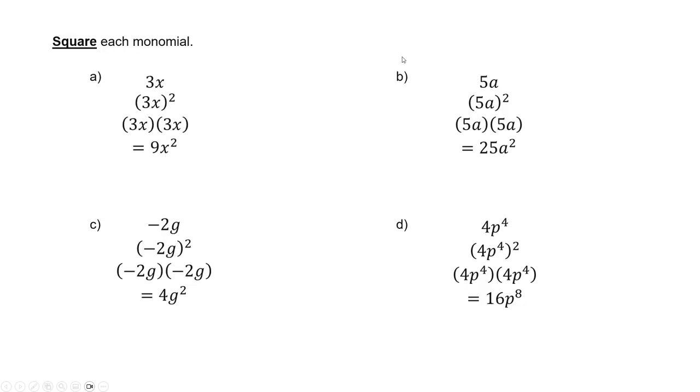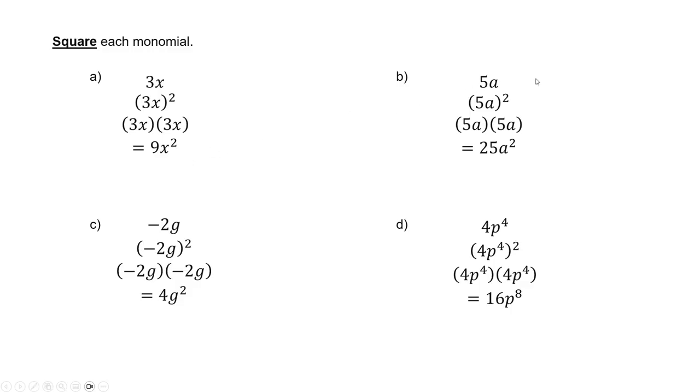Here we're asked to square each monomial. Mono meaning one, so we have one term, and we're being asked to square that one term. So we'll put it in brackets again, just to avoid confusion. So 3x to the exponent 2, or 3x squared, is simply 3x times 3x. We can square the numbers first, or the coefficients first. 3 times 3 is 9. X times x is x squared. So 3x times 3x is 9x squared.